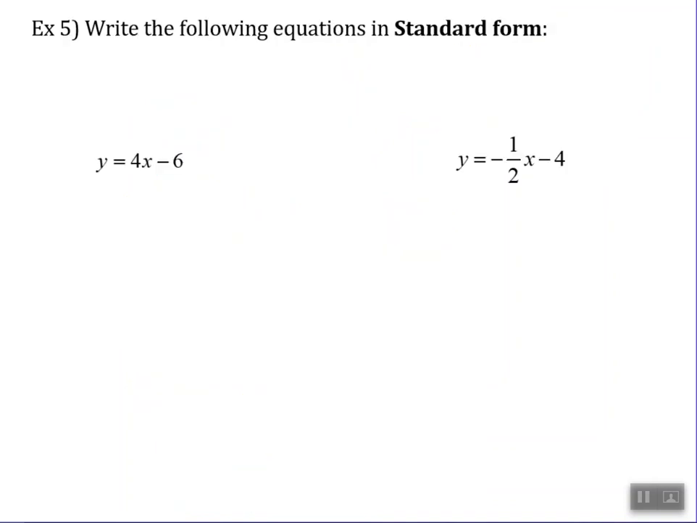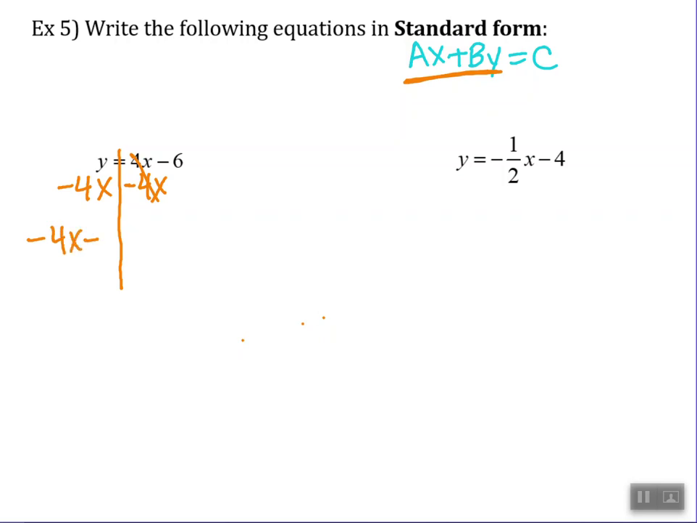The last thing we're going to do is write equations in standard form. So if you remember, your standard form said ax plus by equals c. Okay, so the key thing here is you have to have x and y on the same side. So if we look at this example right here, I've got y equals. This one is in slope-intercept form, and I want to put it in standard form. So we're going to move it back. Minus 4x. We're going to move this 4x to the other side. So I get negative 4x plus y is equal to negative 6.